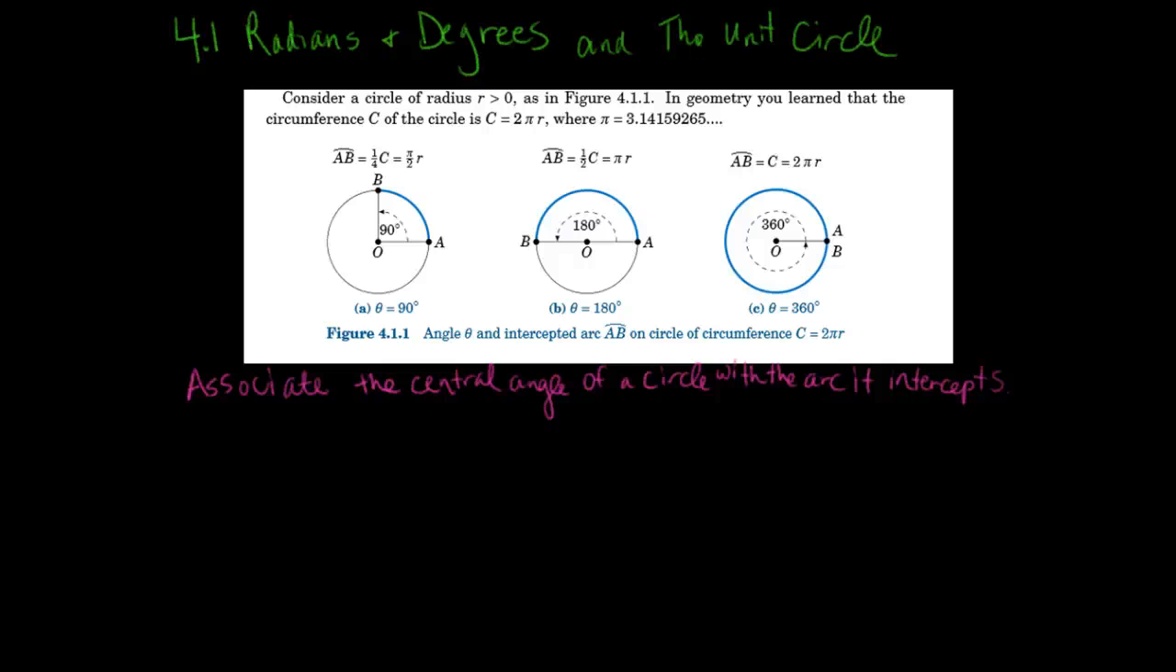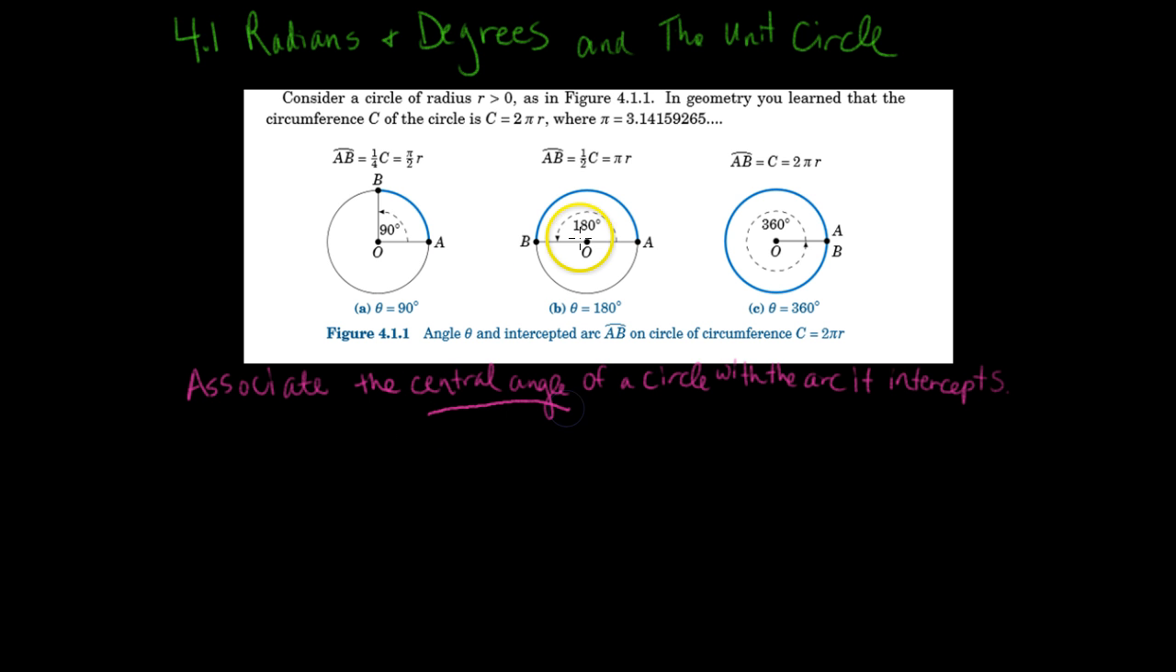Hey everyone, we're going to go over radians and degrees, and I'm going to talk about the unit circle in this lesson. So the definition of a radian begins with the concept of how we associate something other than degrees, since degrees are all that we've been working with. But it's actually helpful to consider a different thing, which is associating the central angle.